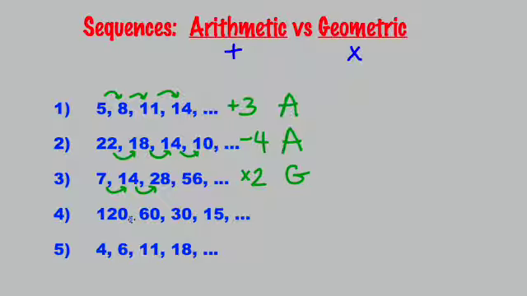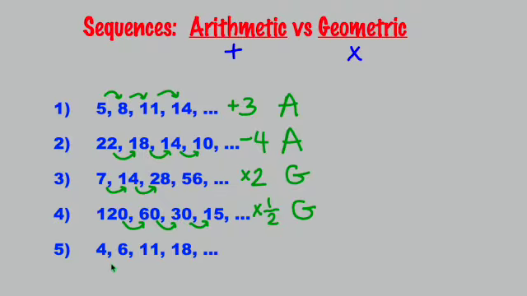Over here, we're subtracting 60, then subtracting 30, so it's not arithmetic because we're not adding or subtracting the same number every time. However, we are multiplying by a half. So multiply by a half, etc., etc. So our common multiplier here is 1/2. Now I know we're dividing by 2, but we're always going to talk about geometric in terms of multiplying. So this is going to be a geometric sequence.